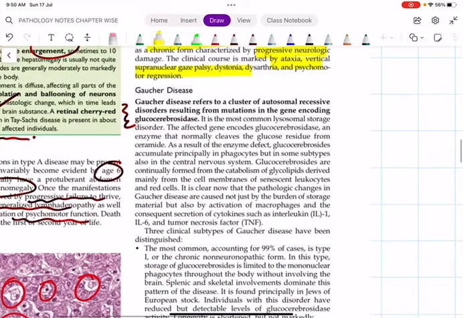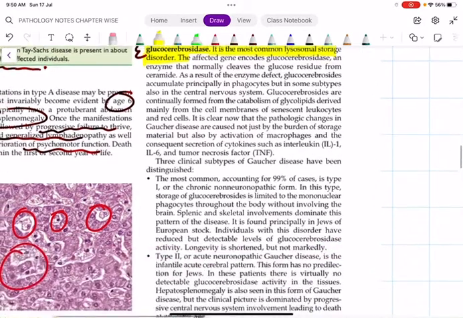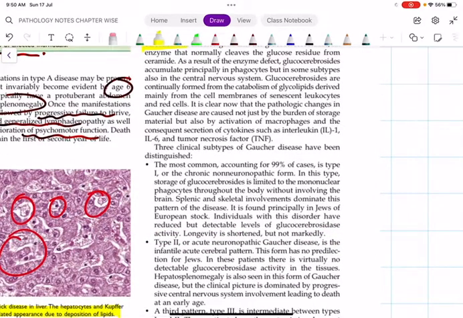Then we have Gaucher's disease. Again, the enzyme deficiency is glucocerebrosidase. I am stressing it is glucocerebrosidase, not galactocerebrosidase. Again it is autosomal recessive, and the question here is what is the most common lysosomal storage disorder? Answer is Gaucher's disease, the most common lysosomal storage disorder. There are three clinical types: type 1, type 2 and type 3.